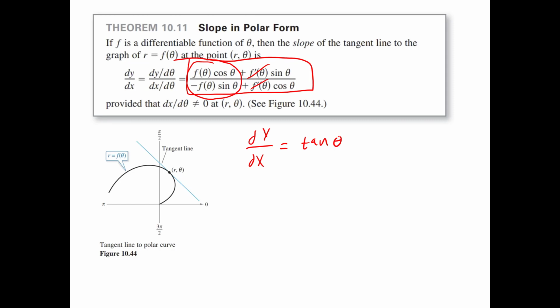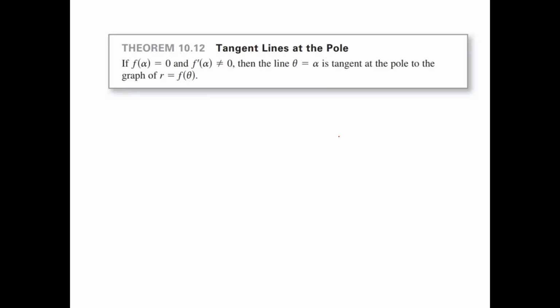And then it turns out that if f of alpha equals 0 and f prime of alpha does not equal 0, then the line theta equals alpha is tangent at the pole of the graph r equals f of theta. So if you're going through your pole, then the slope of the tangent line is the tangent of alpha, and so the equation in polar form turns out to be theta equals alpha.